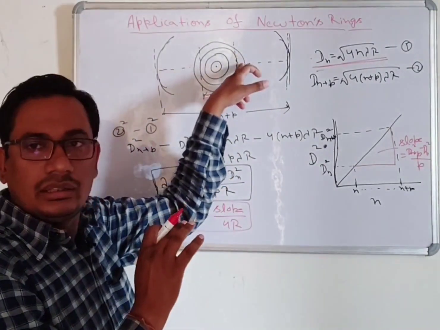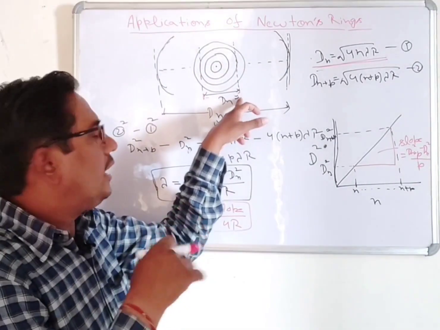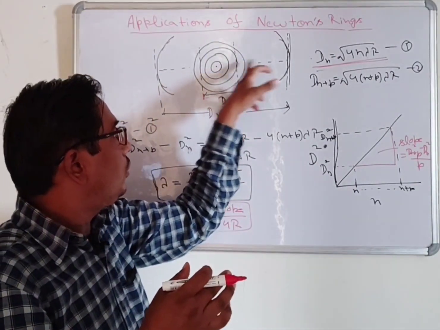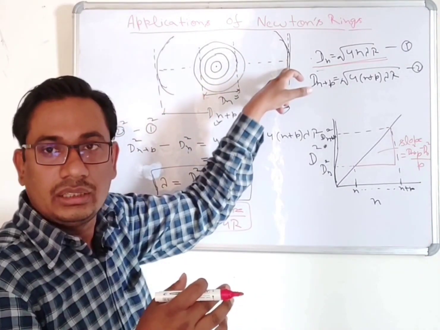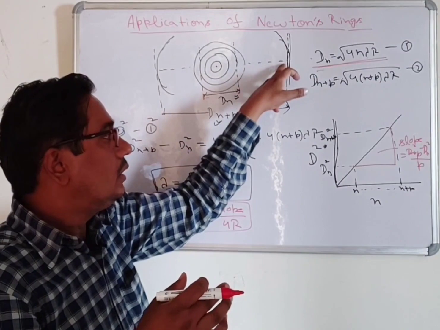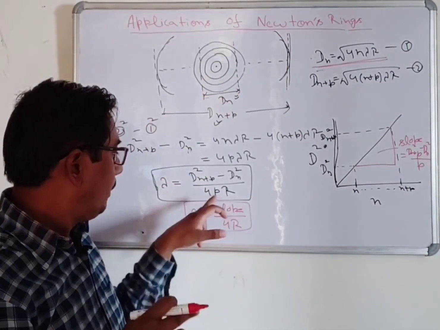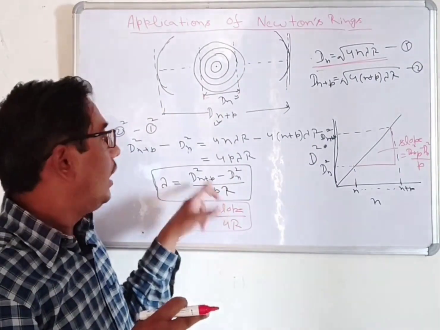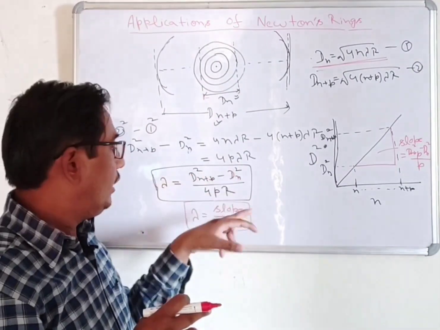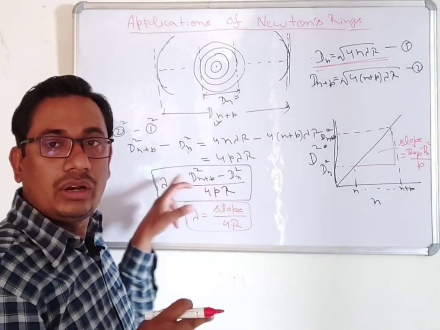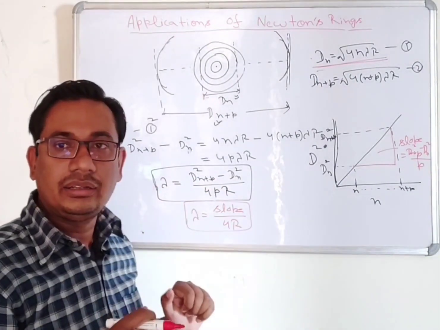You will start from here and assume that this one is the nth ring, and the counting from here to here is what is important. If you know the number of fringes that pass from here to here, then you know the value of p. You can put the value of p here and the difference of this one, and you know the radius of curvature. Then you can calculate the wavelength of the light.